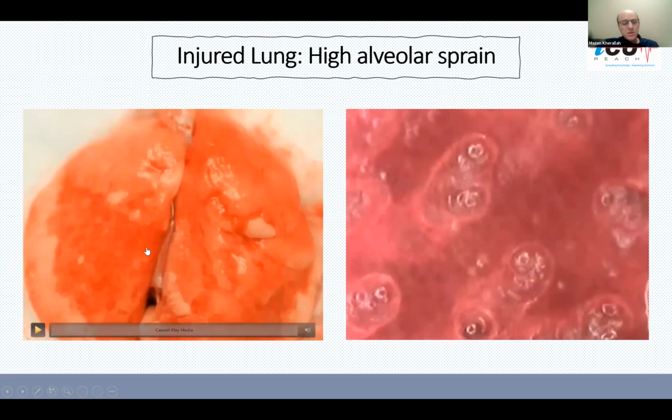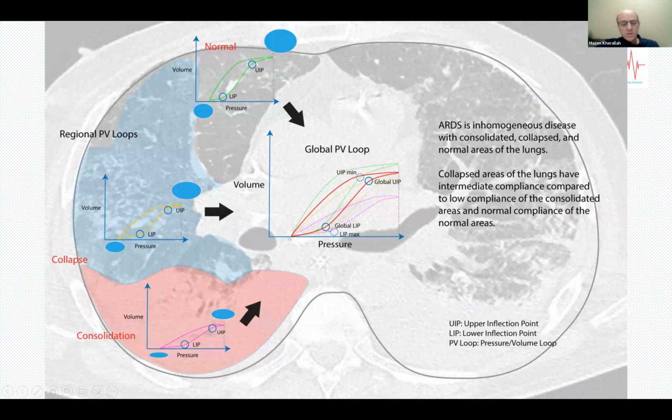And if this gets to work, you will see that it is inhomogeneous. Areas of the lungs are inflated, other areas are collapsed and consolidated. And this is the problem with ARDS.